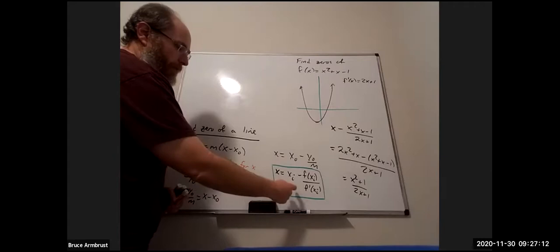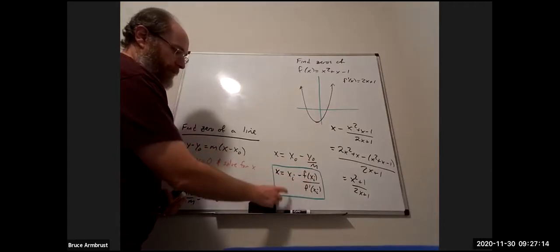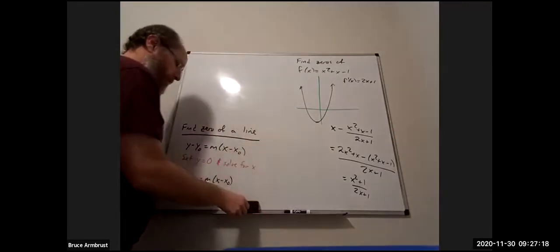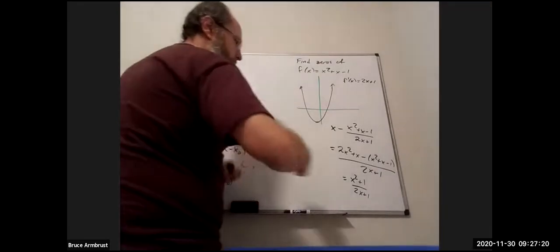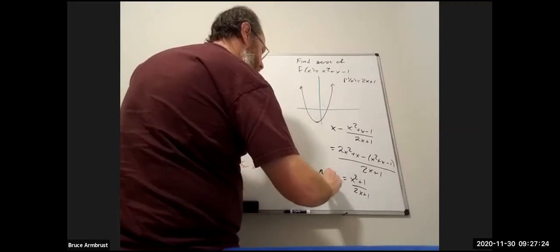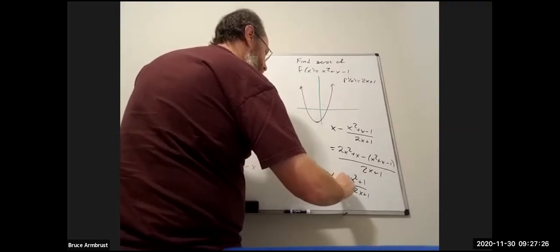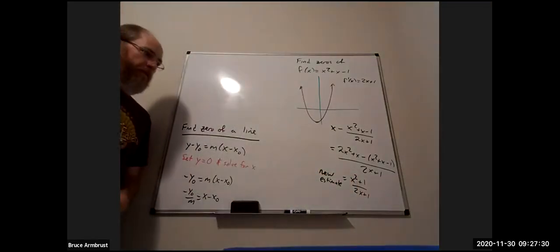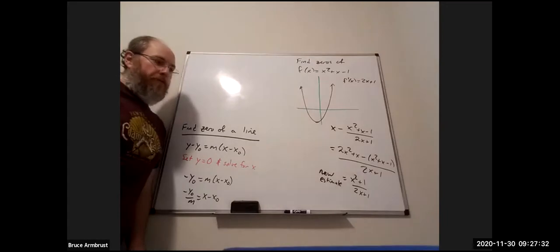All right, so I'm going to erase this. I just need a little space. Hopefully everybody's got that written down. Okay, but this is our new estimate. It's going to equal x squared plus 1 over 2x plus 1.